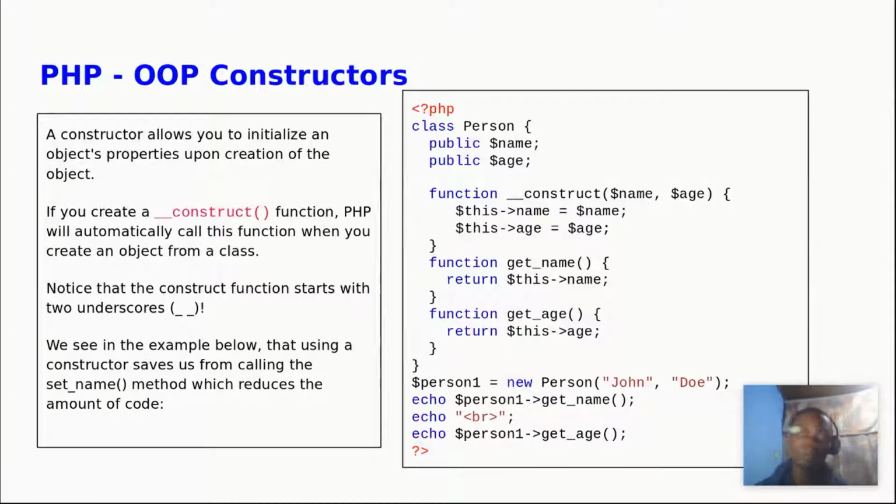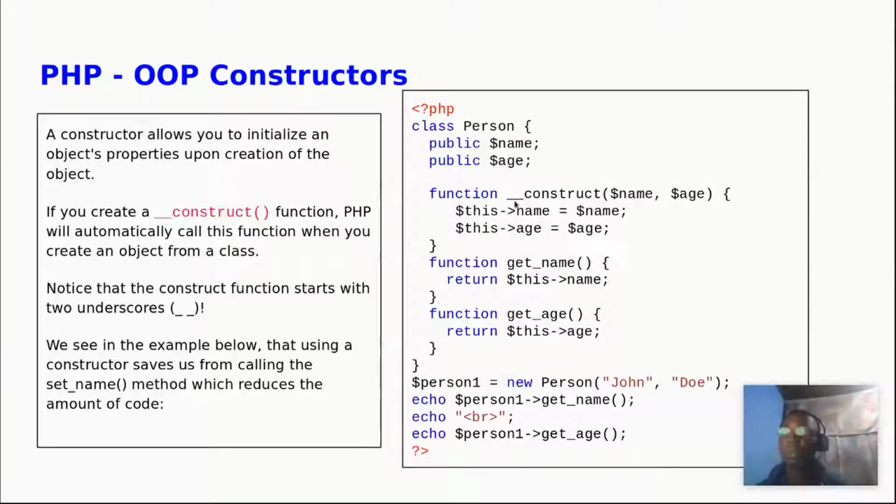You have the person class, and this person class has the person's name and the age as properties, and it has two other methods, the get name and the get age. There is another special method here that we have called the construct. This is called the constructor. Within this method, you should take note of what is there.